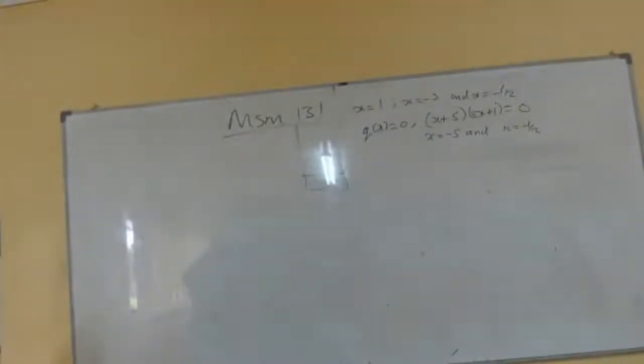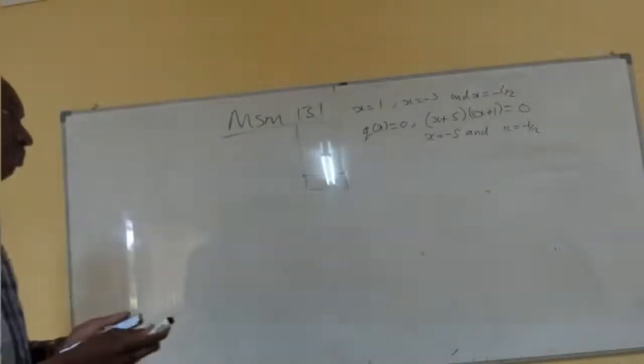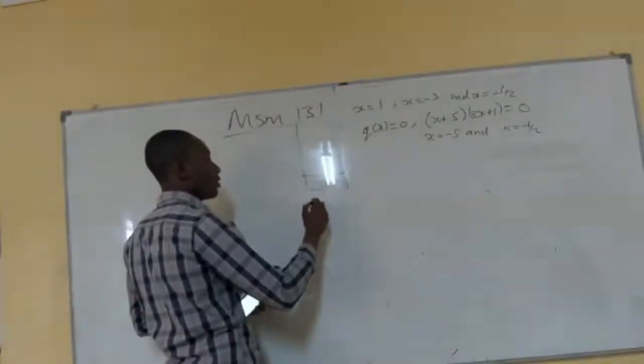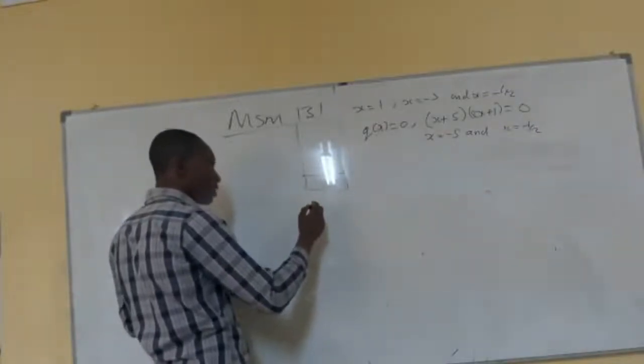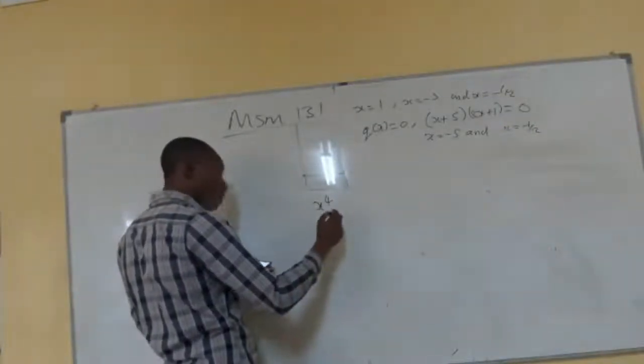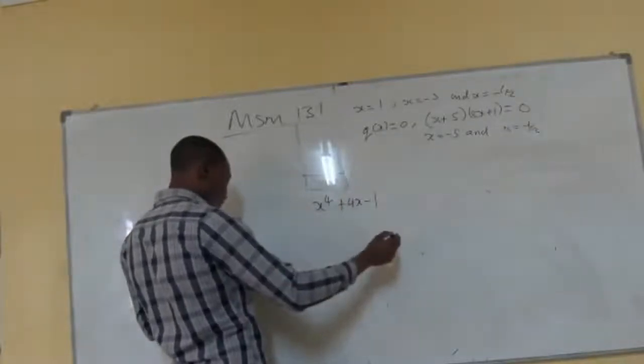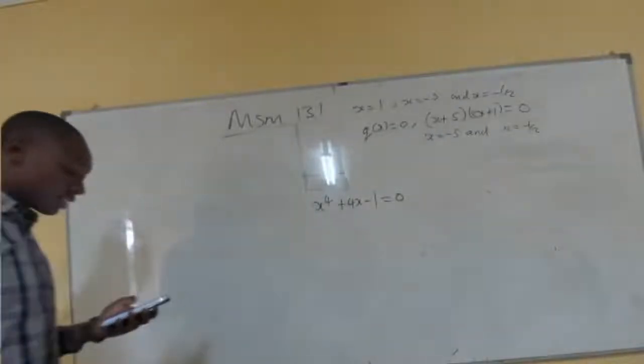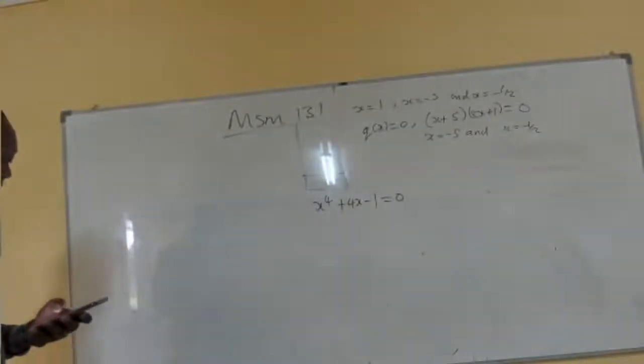Okay, let's look at another question. Question 27. Without solving the equation, show that x to the power 4 plus 4x minus 1 equals 0 has roots between x equals 0 and x equals 1.